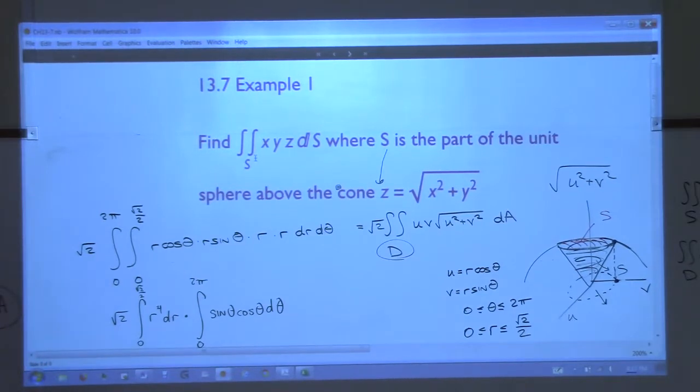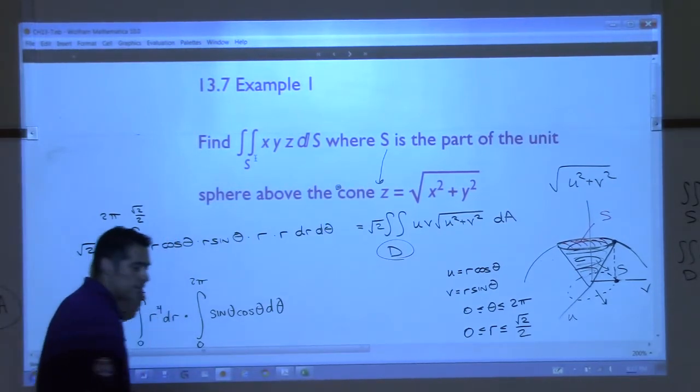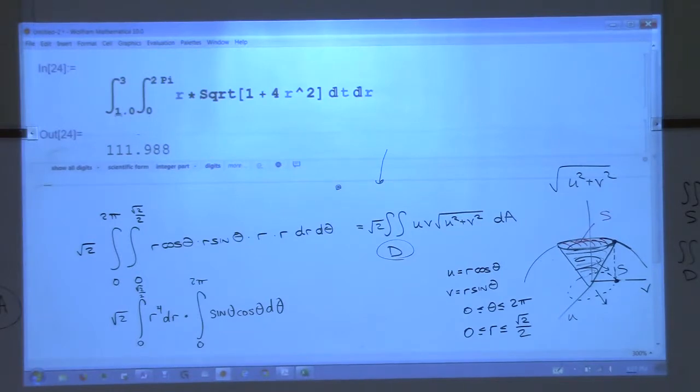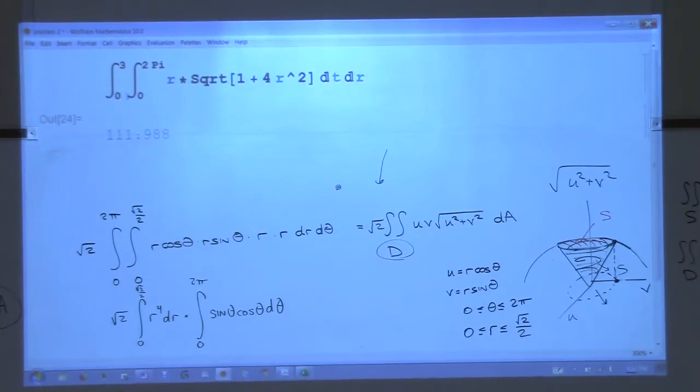All right? Now, I'm going to have the computer do the work for me, if that's all right with you. I think I'll have it do it all at one time here. Let's see here. 0 to, I guess, 2 pi. 0 to square root of 2 over 2.